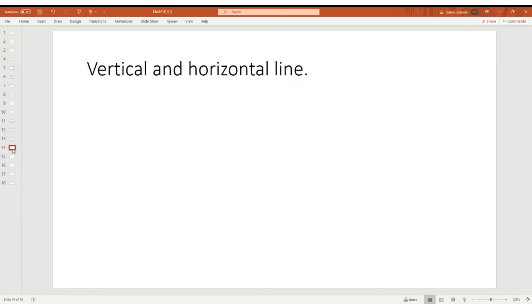Now, vertical and horizontal lines. So when we graph functions, if you get a horizontal line with some constant y value, this function has a form y equals c. Y equals some constant number. So y is constant, so it doesn't depend on x. For any value of x, you have the same value y.